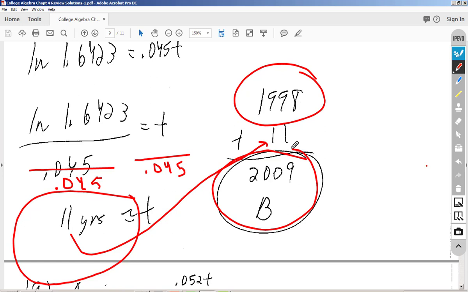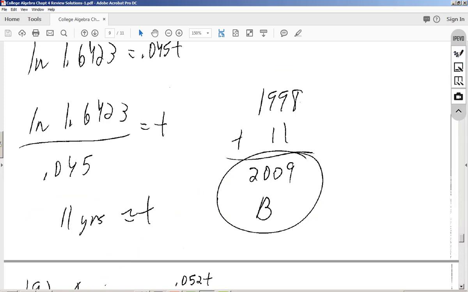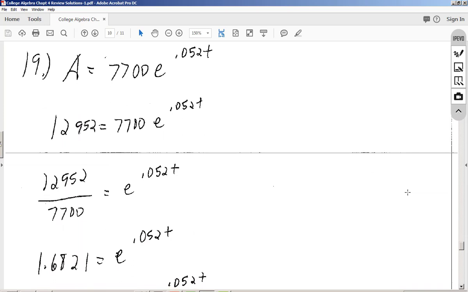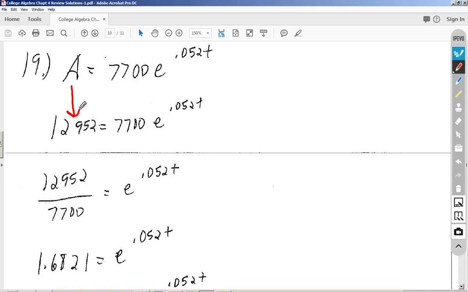On this next problem, on number 19, the question says the value of a particular investment follows a pattern of exponential growth. In the year 2000, you invested money in a money market account. The value of your investment t years after 2000 is given by the exponential growth model A equals 7,700 e to the 0.052t. When will the account be worth $12,952? I'm going to substitute my 12,952 in place of A, and then go ahead and solve this equation.